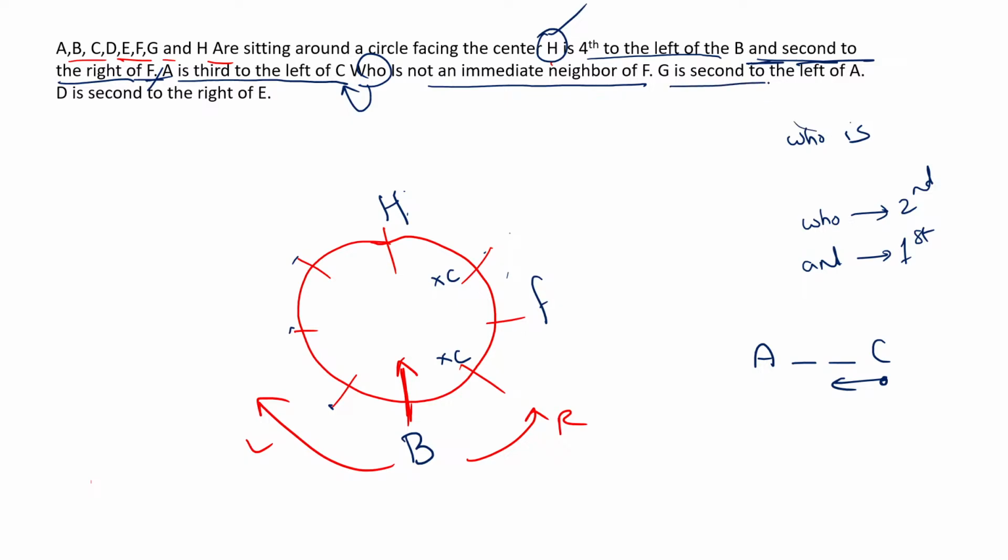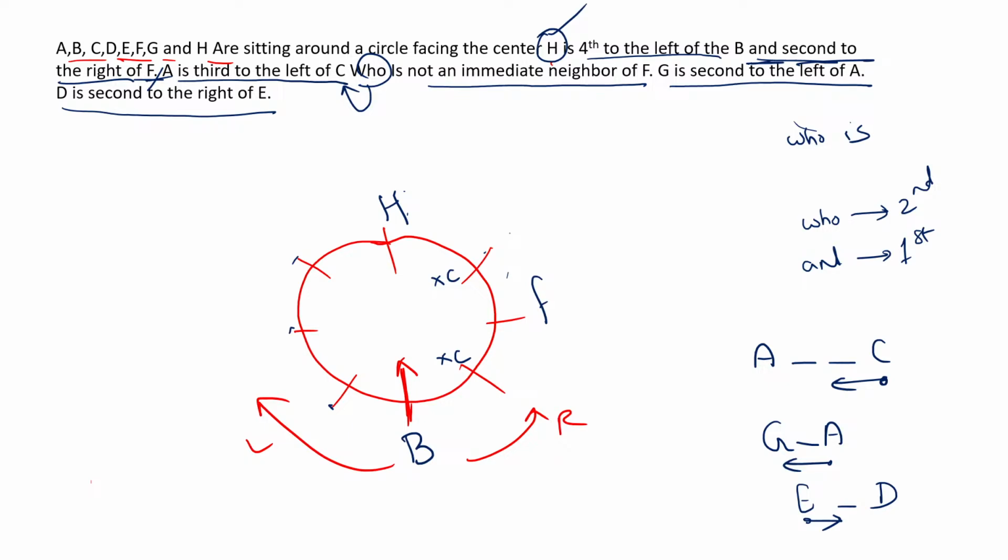Similarly here, if it is negative information, I am going to write inside. Next, G is second to the left of A. From A, if you are going left side, the second to the left should be G. D is second to the right of E. From E, if you are going right side, the second position is going to be D. So these are the clues we are having. From these clues, you have to arrange the entire circle.